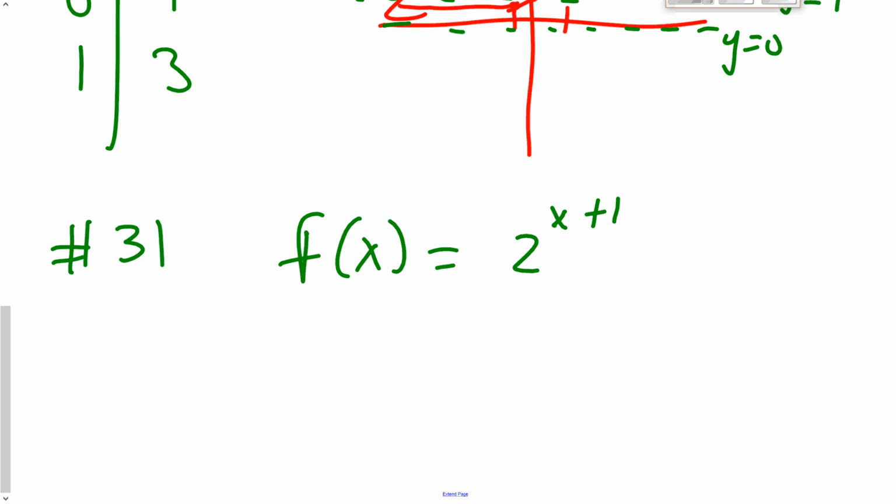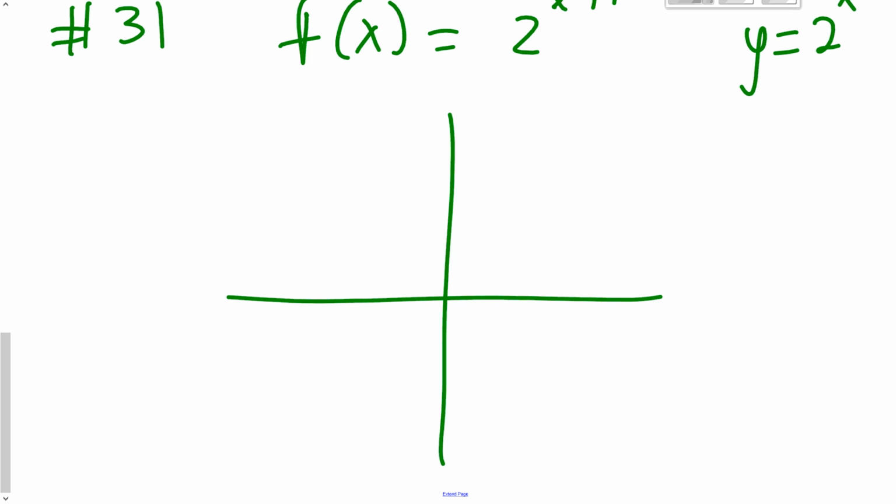Now, for f of x equals 2 raised to the x plus 1, that plus 1 is attached to the x, so that's going to move our parent function, which again is y equals 2 raised to the x, to the left one. It's always the opposite when connected to the x. We said before, we have -1, 1/2, 0, 1, and 1, 2. So there's our normal parent function.